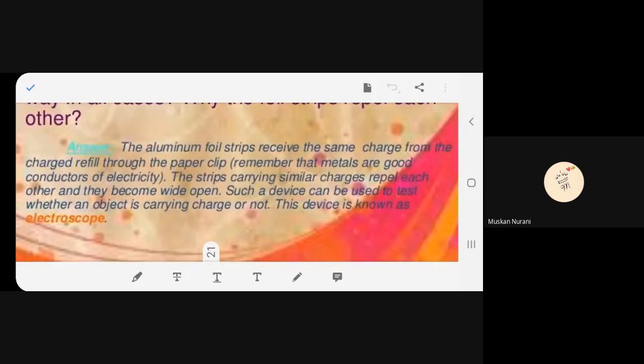The aluminum foil strips receive the same charge from the charged refill through the paper clip. Remember that metals are good conductors of electricity. The strips carrying similar charges repel each other and they become wide open. Such a device can be used to test whether an object is carrying charge or not. The device is known as an electroscope.